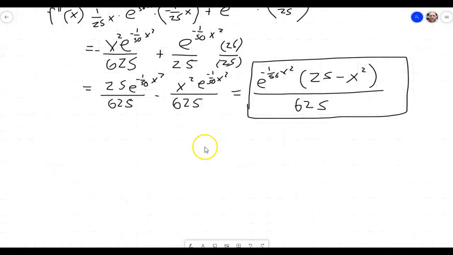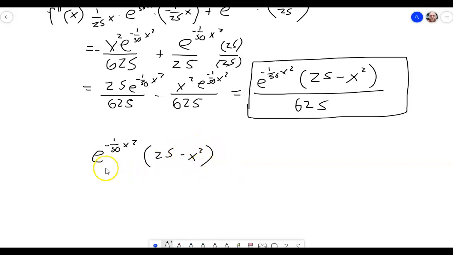But now we're going to set that equal to 0. So e to the negative 1 over 50x squared, and we have the 25 minus x squared over 625 is equal to 0. So first we can just multiply both sides by 625, which will just leave us with the numerator here. And then I can set each one of these factors equal to 0.